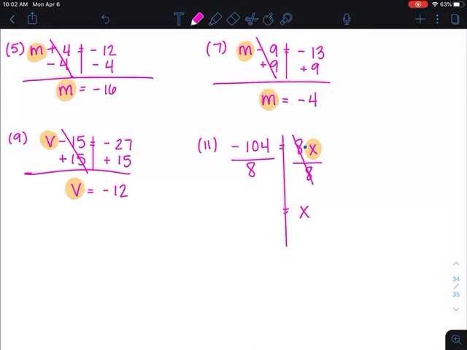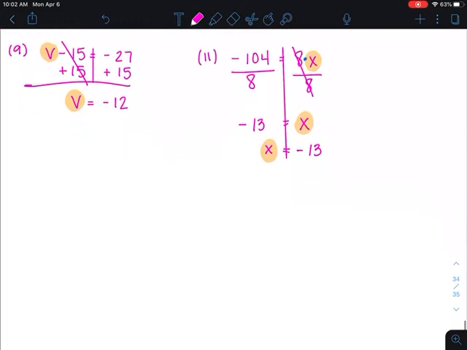So x, and again you can have a line through this if it helps you keep the equal signs together. And negative 104 divided by 8 is negative 13. X is by itself, so we're finished. We can also put x on the left side and put x is equal to negative 13. Either way would work.